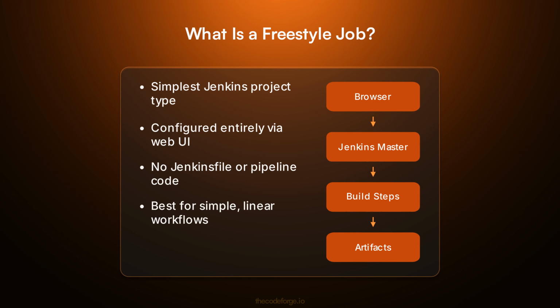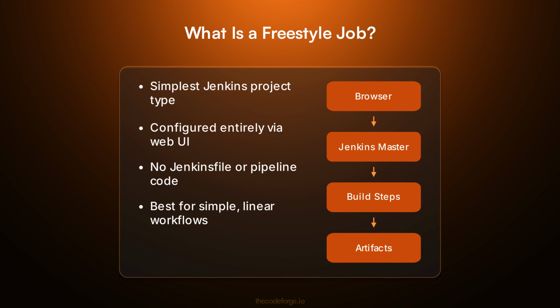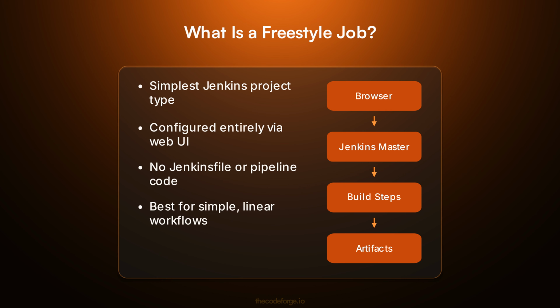A Jenkins Freestyle Job is the most basic project type. You fill out a form: source code, triggers, build steps, post-build actions. Jenkins runs them sequentially. It's like a recipe card, simple and reliable.